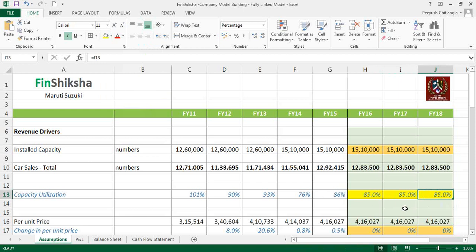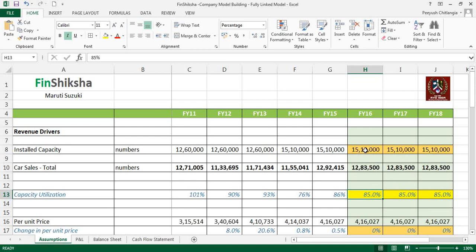85%, 85%, 85%. For argument's sake, we don't know about the correctness of the assumption as yet, and we are not even worried about that here, because our end goal at this point of time is not to correctly value the stock. Our end goal is to only make the future projection such that everything is linked dynamically. Then at a later stage, when someone wants to create a valuation exercise out of this, they can come and debate whether 85 is correct or not.